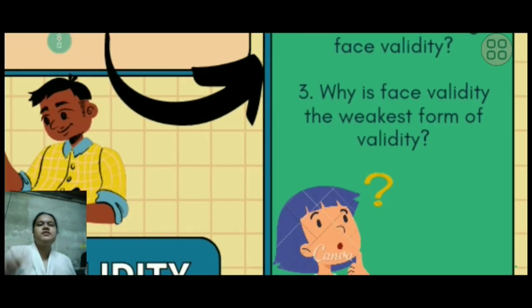So, number 3 question, why is face validity the weakest form of validity? Because it is the easiest form of validity, however, it doesn't generally include much in the way of objective measurements. So therefore, it is often criticized as the weakest form of validity. So the test would be valid if it accurately measured intelligence. So that's it.